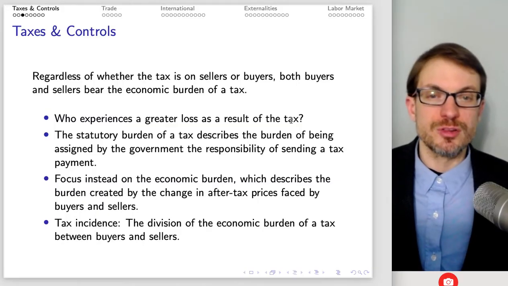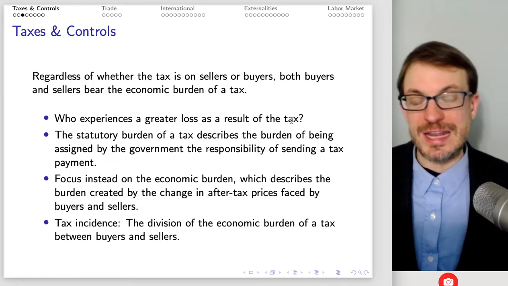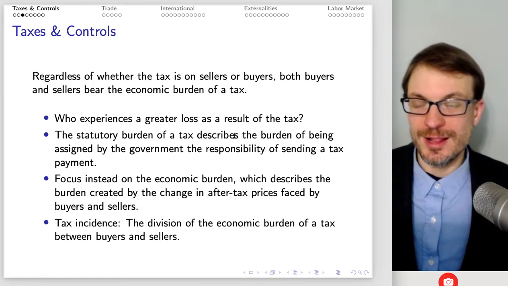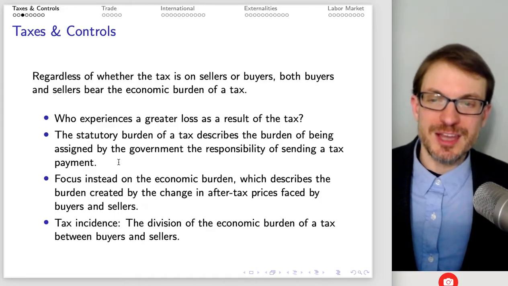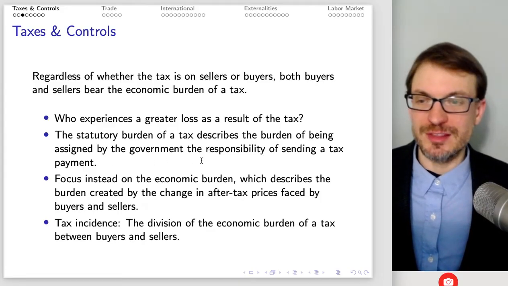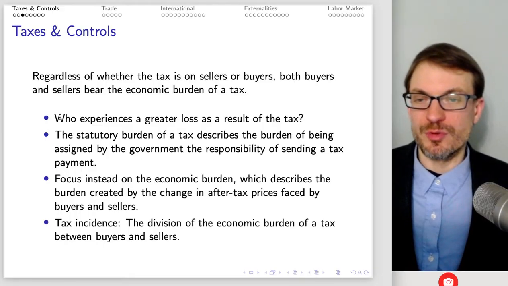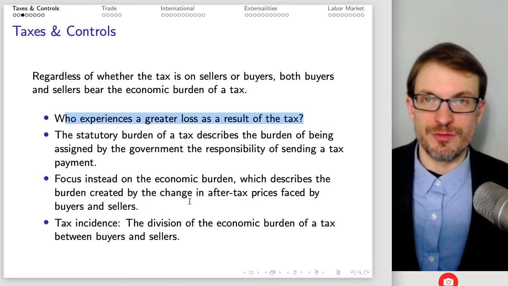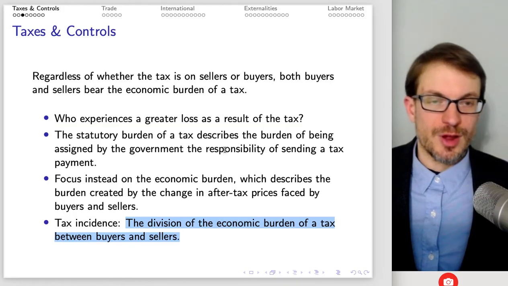Who's going to have a greater loss as a result of the tax? It's going to be whatever side is more elastic or more inelastic. They're going to bear the larger burden. The statutory burden describes the burden of being assigned by the government the responsibility of sending the tax payment. But actually what we care about is the economic burden, if we want to think about who's going to be most adversely affected. So this is going to be determined by our tax incidence.